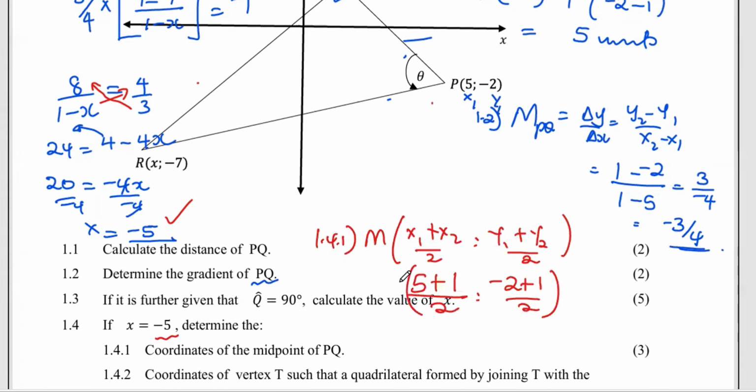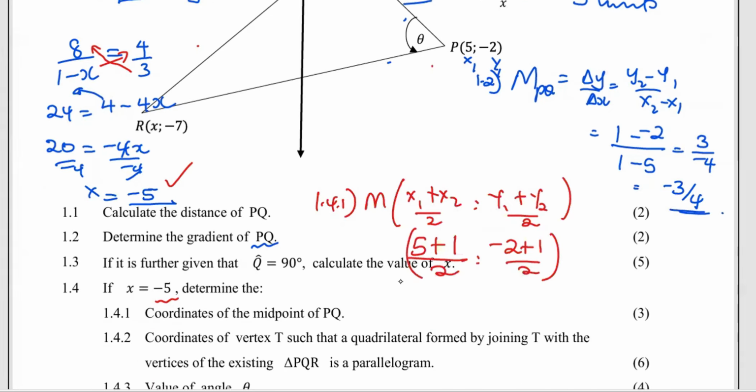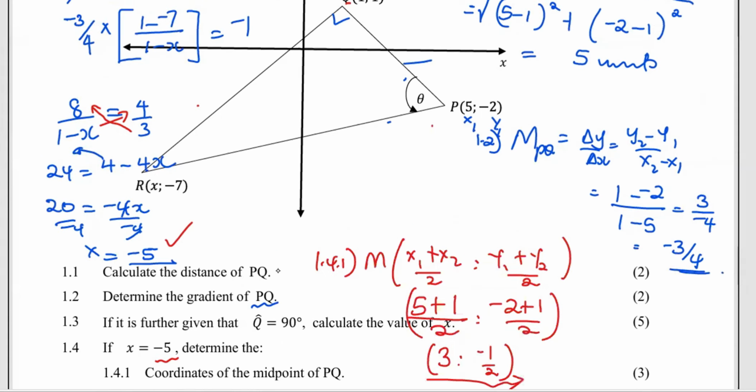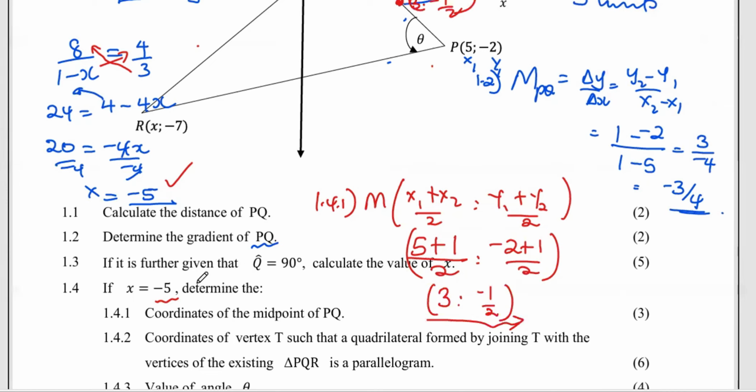Okay, so when we simplify this, we know that 5 plus 1 is 6 over 2, which is 3. This is negative 1 over 2. So this becomes our midpoint. So we're saying that this midpoint is somewhere here with 3 and negative a half. Okay, then we proceed.